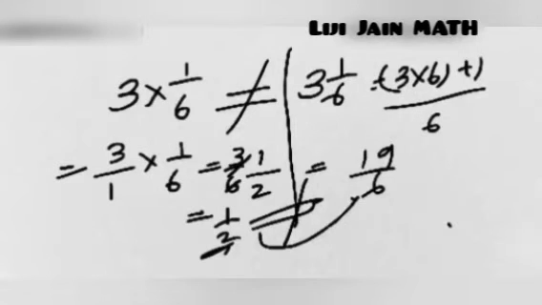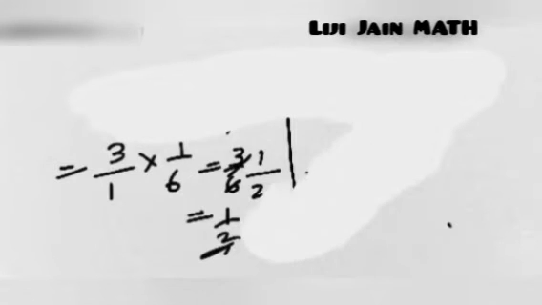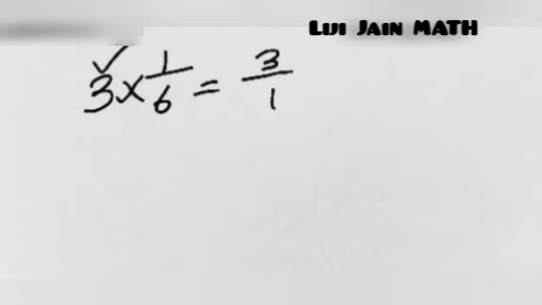Okay. So I would like to emphasize or point out a fact here. For multiplying a whole number into a fraction, you need not learn any particular rule by heart. Instead of that, you have to write this whole number as a fraction. What is the fraction form of 3? 3 by 1 into our next fraction 1 by 6.